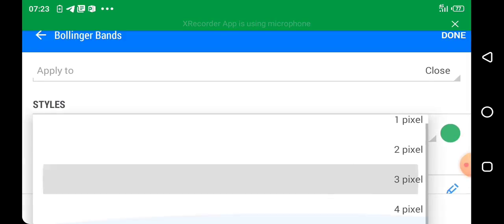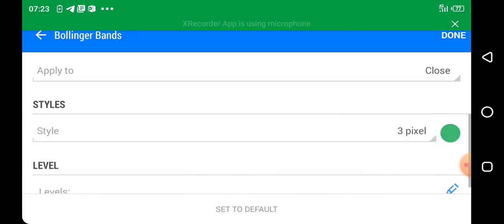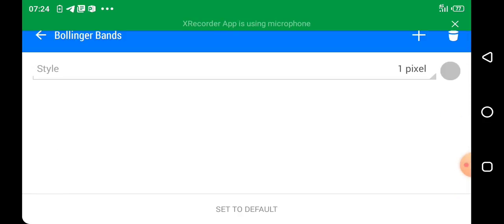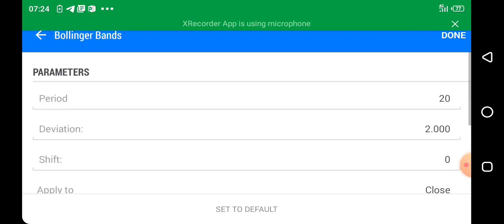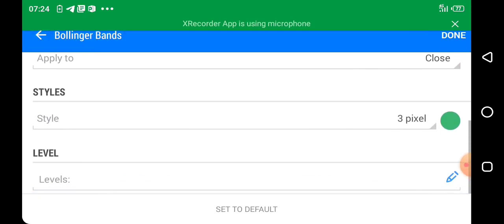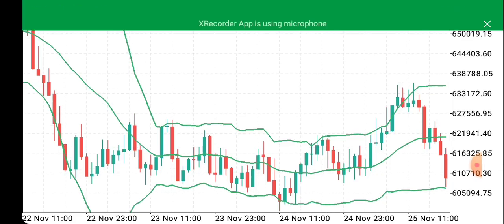You can increase it. Let's increase it to about 3 pixels or 4 pixels, because this is going to act as price floor or price ceiling. It is going to be as support and resistance. So to be more visible, we can make it thicker. All right, so after you do that, you click on done. Here we are adding no levels. We are just making it simple, and then when you click on done, you are going to see it appear on your chart.